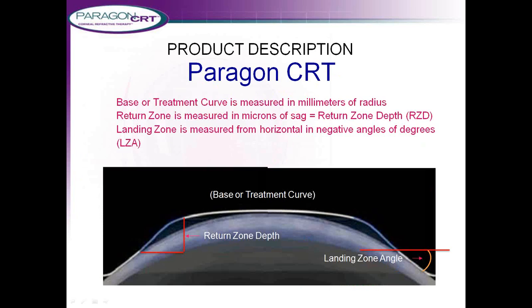The 3 independent zones are seen here in this profile. The first is the base curve or treatment curve, and it's measured in millimeters of radius. The return zone is measured in microns of set, and we will refer to it as the return zone depth. The landing zone is measured from horizontal, and it is measured in negative angles of degrees.